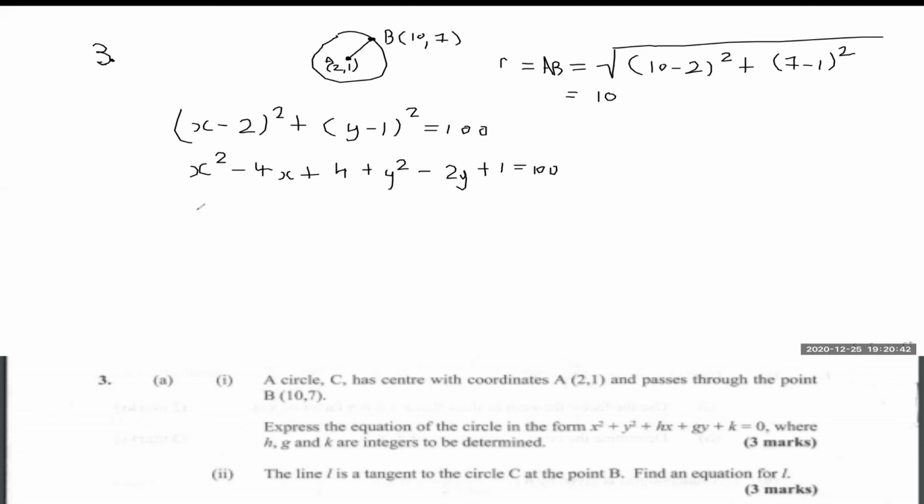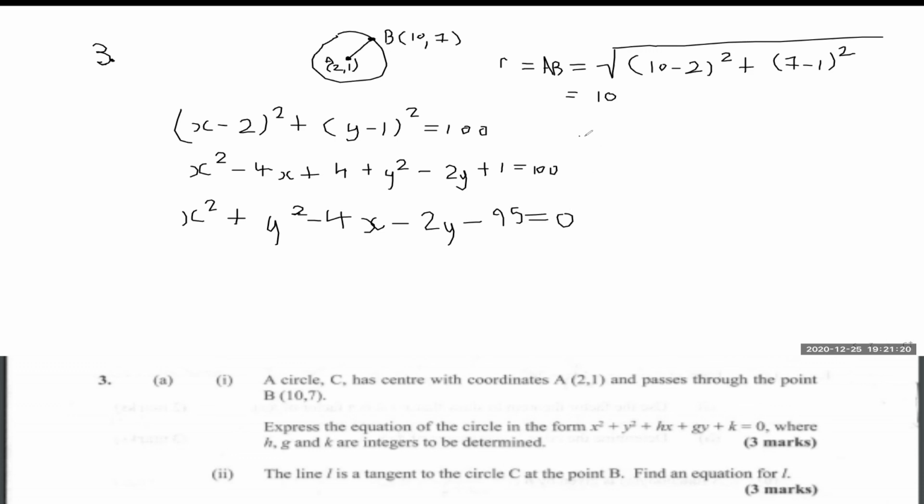Now we can go ahead and put it in the form that we need it to be in. It's going to be x squared plus y squared, minus 4x minus 2y. Now this 4 plus this 1 is 5. Then bring over the 100, it becomes 5 minus 100, which is minus 95. This is equal to 0.